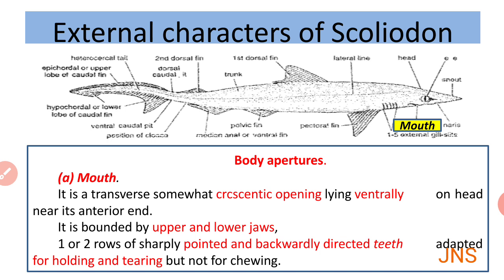Internally, in the mouth, there are one or two rows of sharply pointed and backwardly directed teeth adapted for holding and tearing of the food, but not for chewing. That is, the teeth are not useful for chewing. With the help of the teeth, the animal can hold its prey.